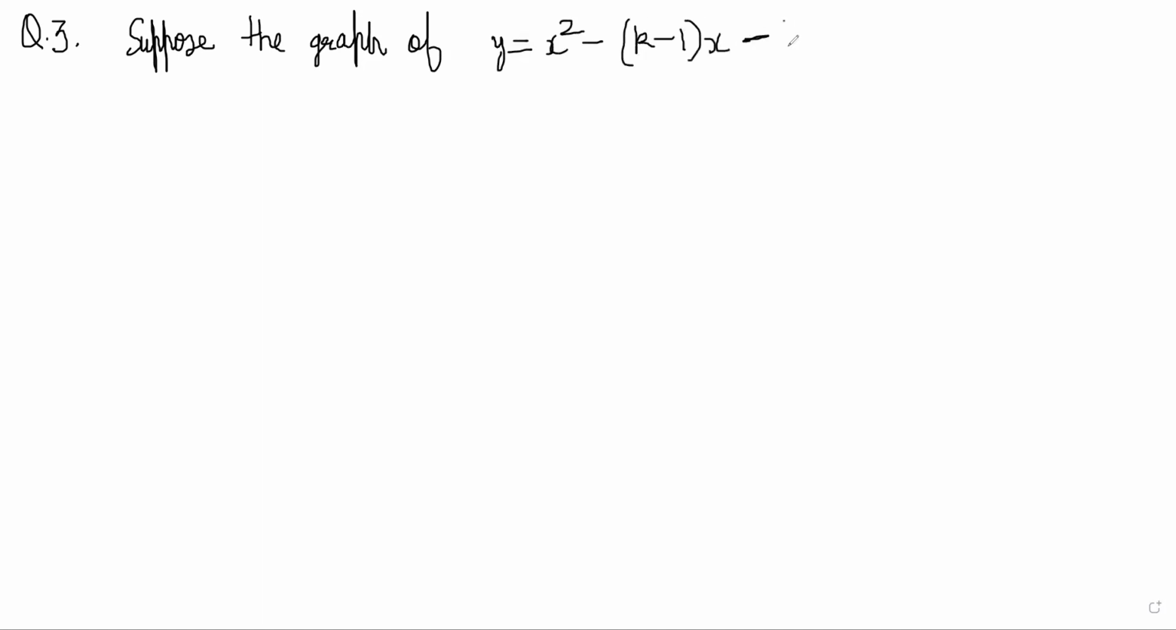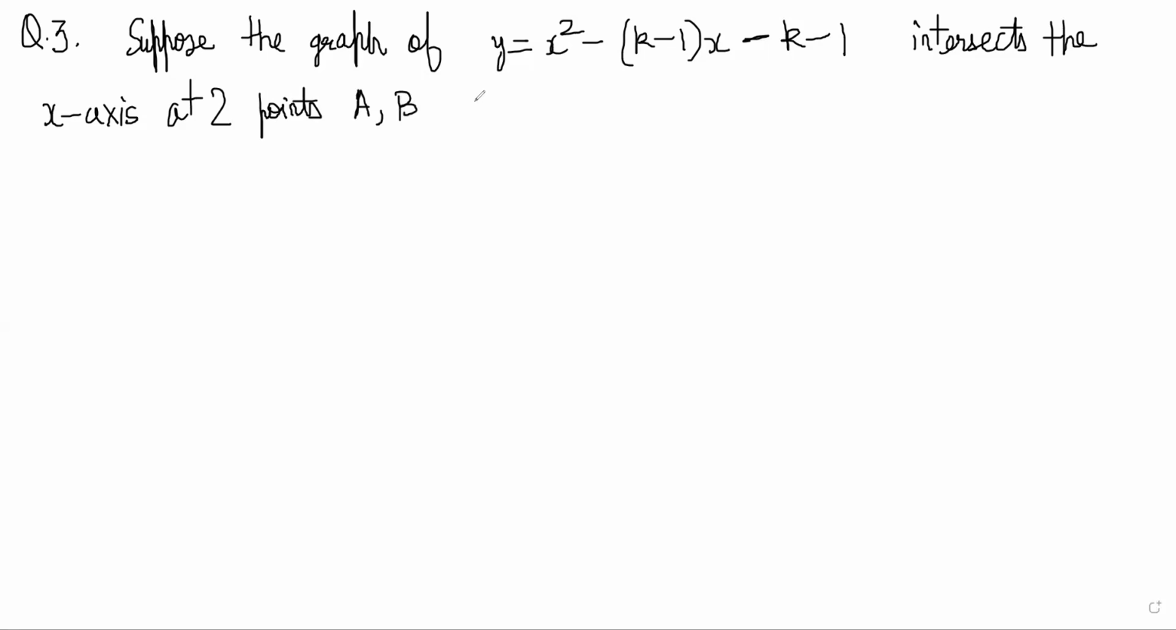Question number 3. So the question says, suppose the graph of y is equal to x square minus (k minus 1)x minus (k minus 1) intersects the x-axis at 2 points A and B, and its vertex is C. The question is asking us to find the minimum possible area of triangle ABC.